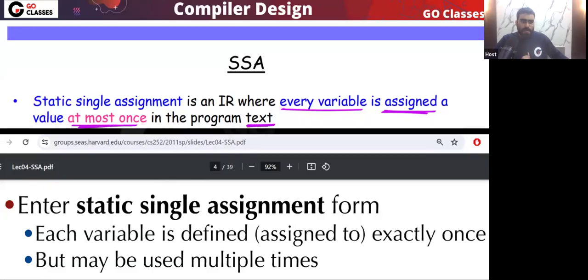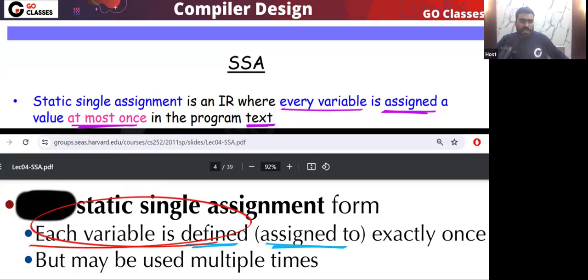So you can see what is static single assignment. In the static single assignment form, every variable is defined. Defined or assigned, both are same. So every variable is assigned exactly once, but may be used multiple times. You can use it many number of times. So very simple point.